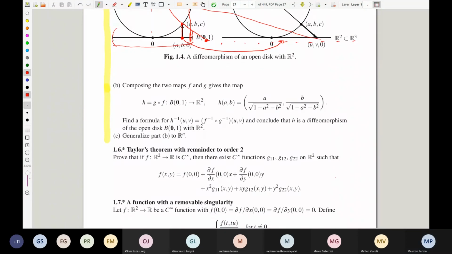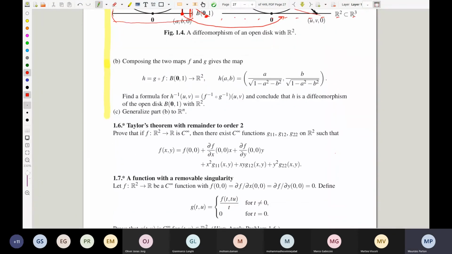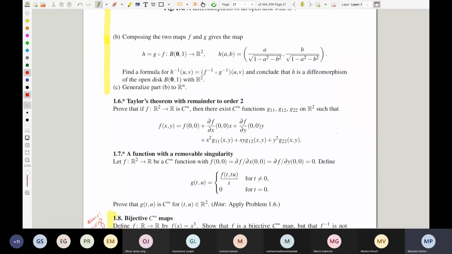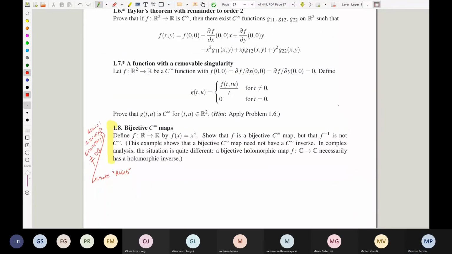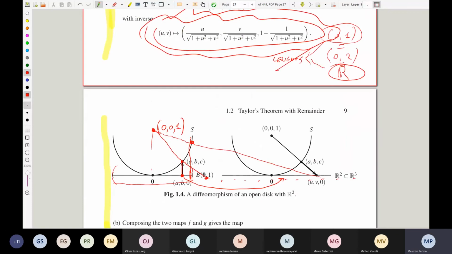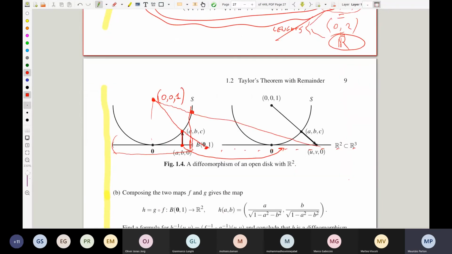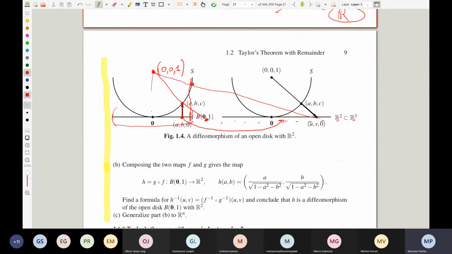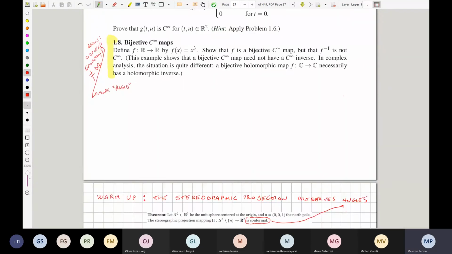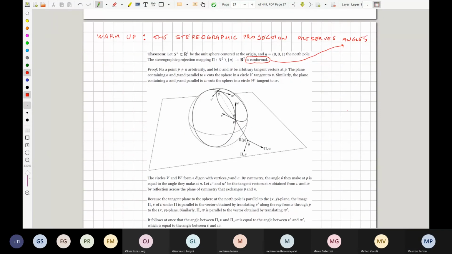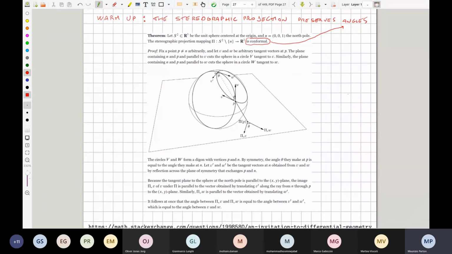Okay, this map has a very, very particular property. That is, this map preserves angles. Okay, and now I want to show you a picture to tell you how this works. And I wrote, just as a warm-up, I want to convince you that this stereographic projection preserves angles.